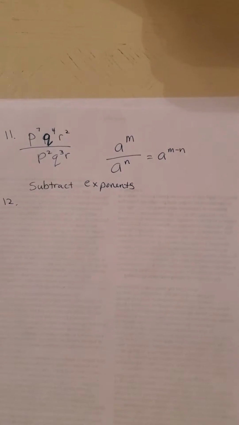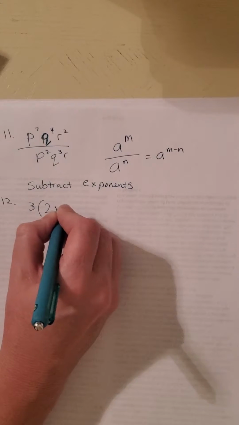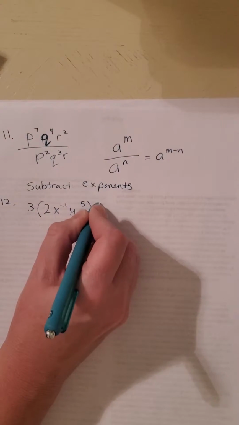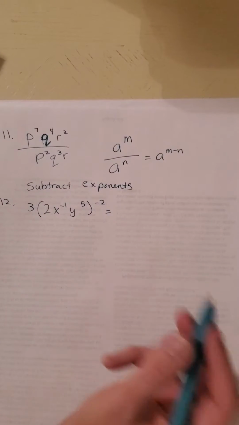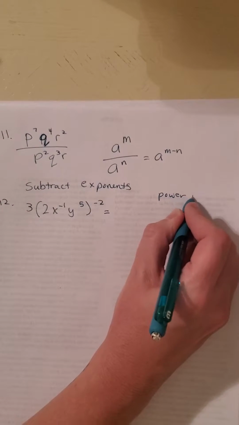All right, moving on to number 12. 3 and then 2x to the negative 1 y to the fifth to the negative 2 power. All right, always we want to use the power to the power rule. So power to the power.